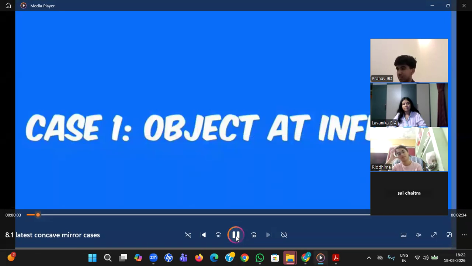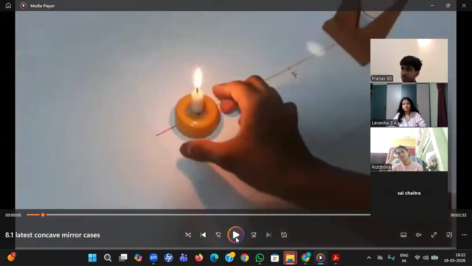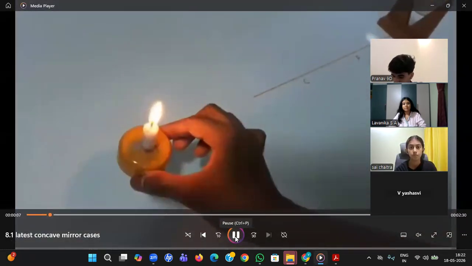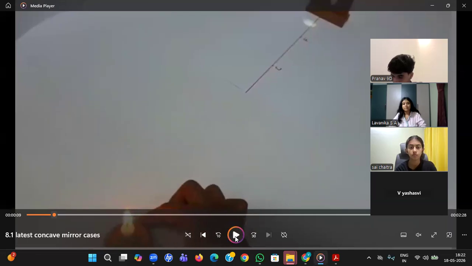Okay, so obviously in this arrangement, what will I do? Yeah, so now you can see, student, focus, center of curvature, and the object is nothing but the candle over here. Again, the entire candle is not the object, only the flame of the candle is the object. So where am I keeping it? I am keeping it at a very far distance, that is nothing but infinity.